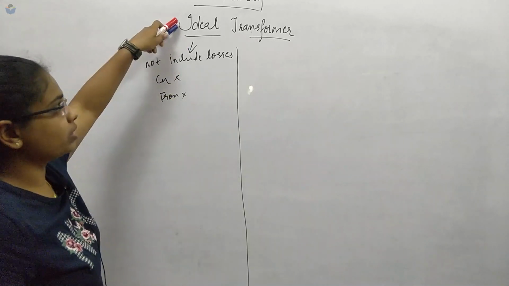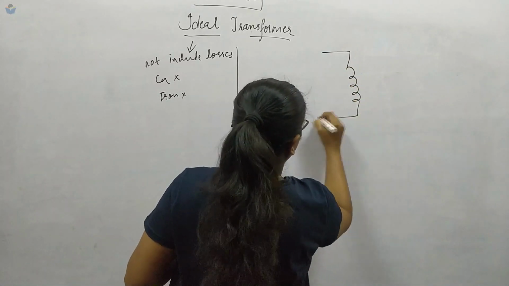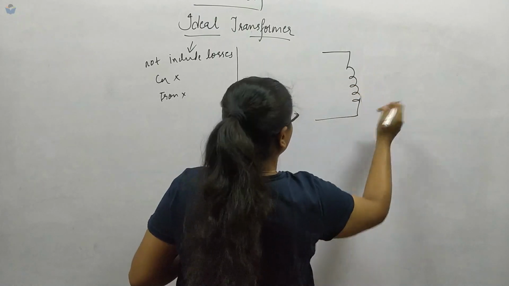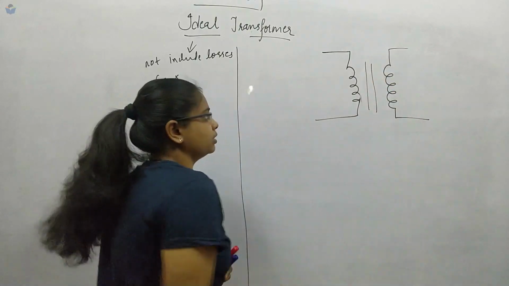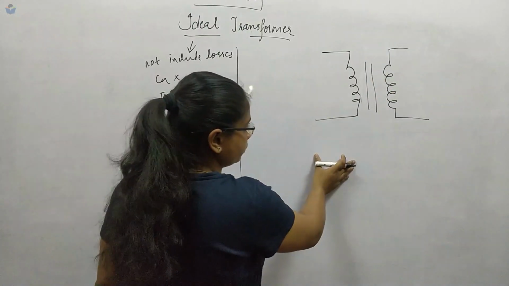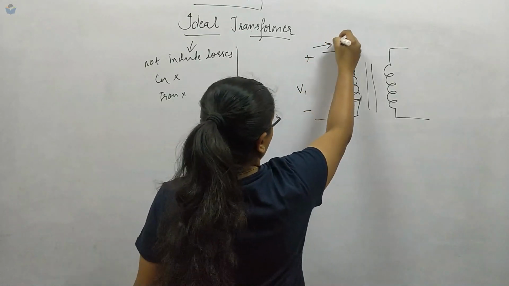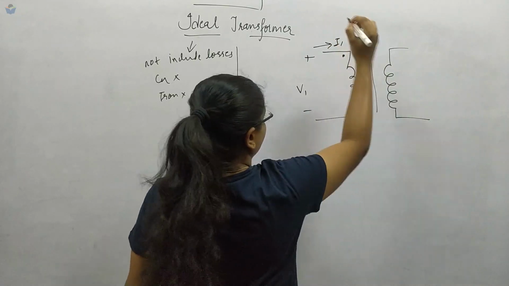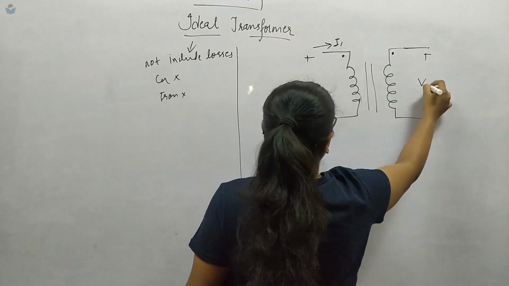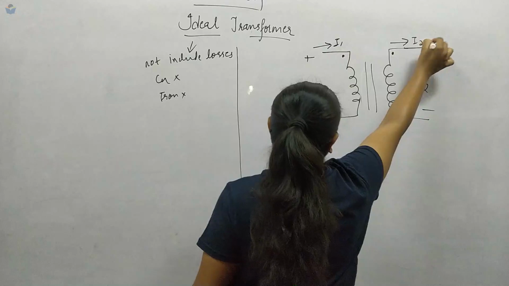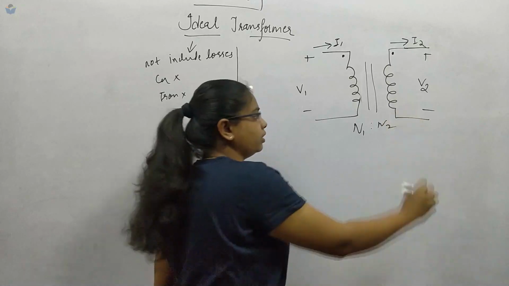Now, how does this ideal transformer look? We will draw a transformer. This is the primary coil, and here is the secondary coil. In between, this is the transformer. This is the symbol of the transformer. Now there will be voltage V1, this is current I1, and this is the dot convention. Here also the dot convention. Keep in mind this is V2, the direction of the current is in this way, I2. Now we have the turn ratio N1 is to N2.